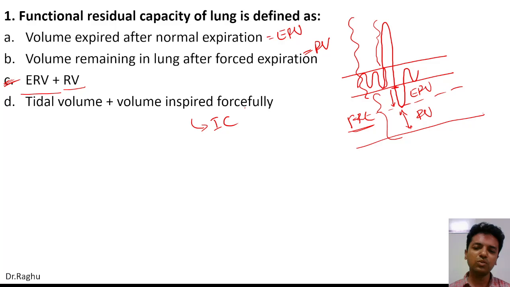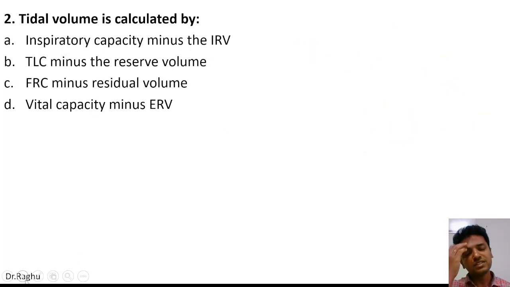So once we know the basics of the spirogram, any kind of such question which looks very simple but quite confusing can be easily answered. So knowledge of the spirogram and knowledge of where is the volume, which is the capacity, and how to define it is very important for answering such kinds of question. Second question, I hope you can answer this. Tidal volume is calculated by.